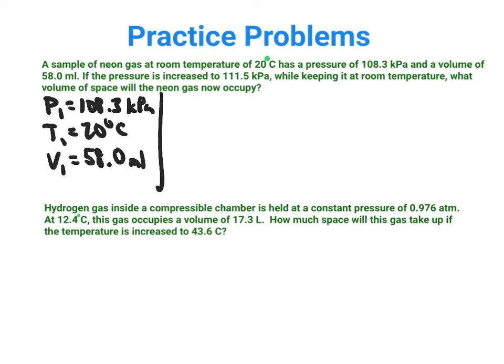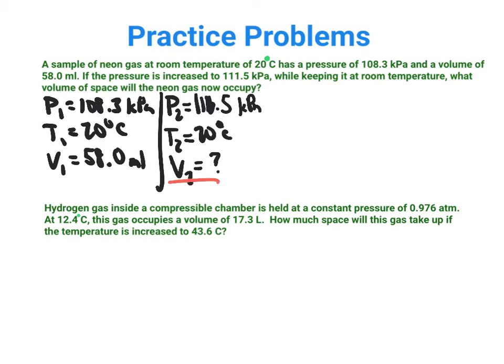Then it says if the pressure is increased to 111.5 kPa, P2 is 111.5 kPa, while keeping it at room temperature, so T2 is still 20 degrees C. What is the new volume? So V2 is question mark, that's what we're trying to solve. The other thing you should notice is that because temperature 1 and temperature 2 are the same, we can actually ignore them in this problem and make this a very simple Boyle's Law problem, which says P1V1 equals P2V2.